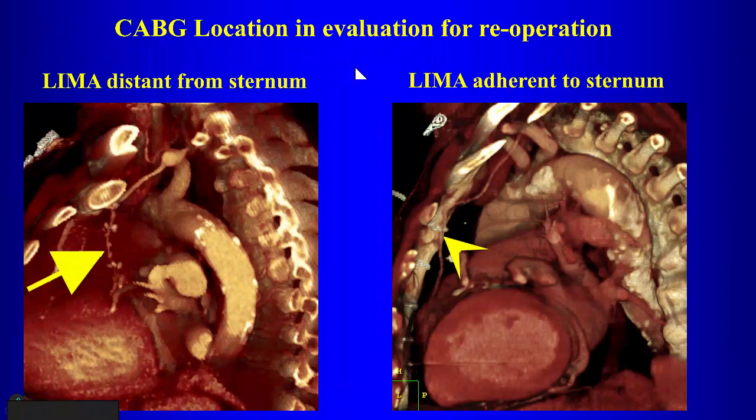So some other indications for coronary CTA: if the patient requires a redo of the CABG, sometimes these internal mammary artery grafts can become adherent to the sternum. And so you don't want to do a median sternotomy in this patient because you would be cutting into the graft. So to determine the course of the graft and the status of these bypasses, then you might do coronary CTA, and that might make a difference in terms of the surgical approach.